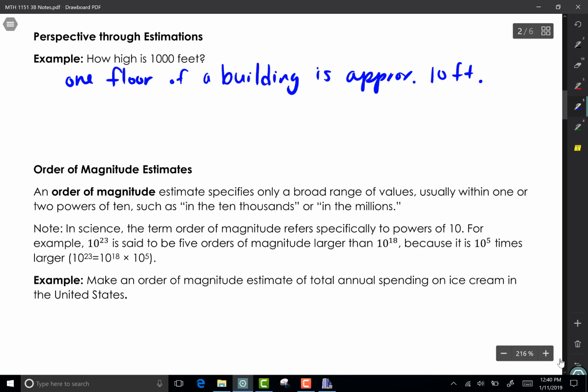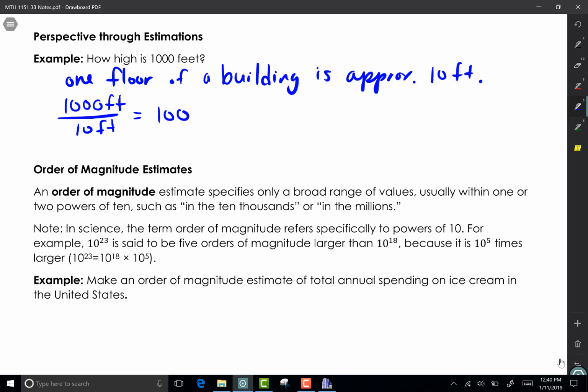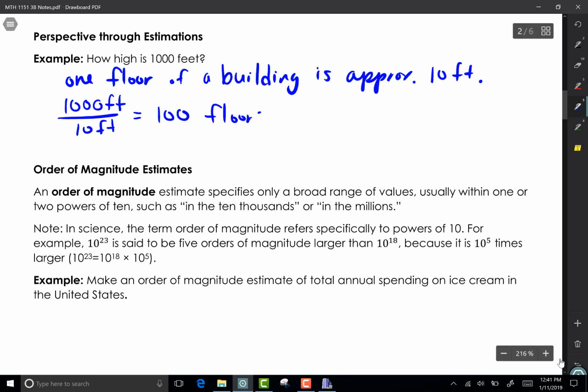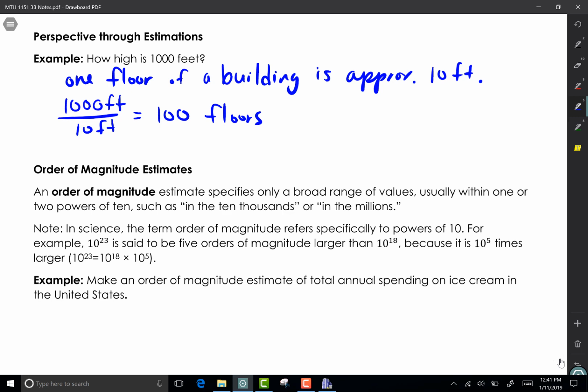So if I take 1,000 feet and divide it by 10 feet, I'm going to get 100. So if I think of each story as being 10 feet, when I imagine a building that's 1,000 feet, I can imagine that it's about 100 floors. So that's putting it into perspective for me, and I can now imagine how tall this building is.